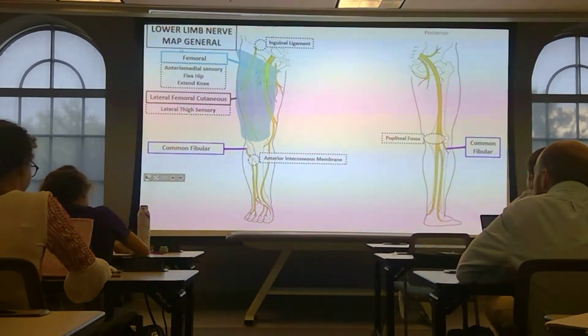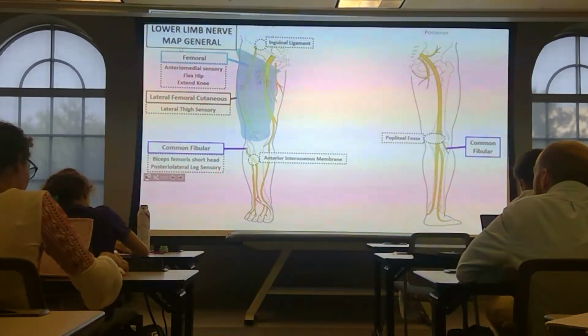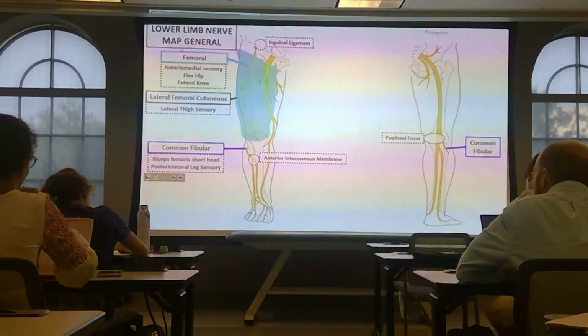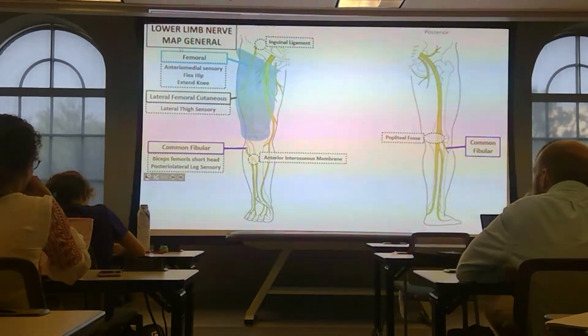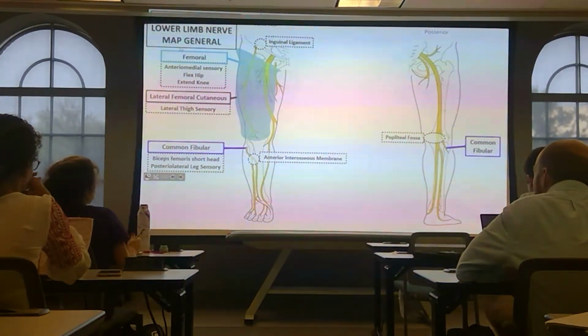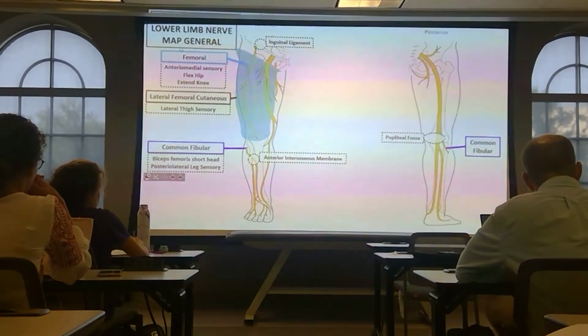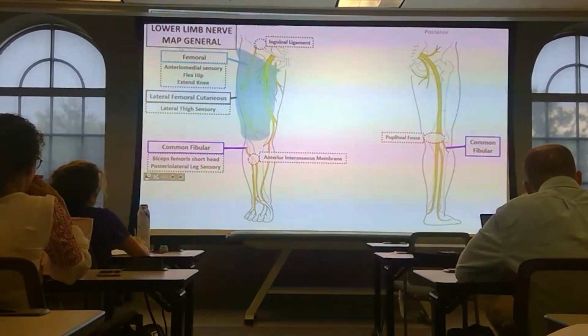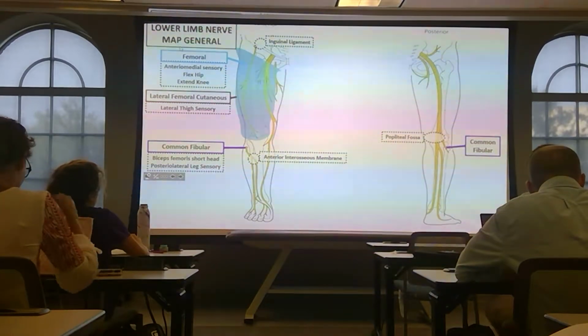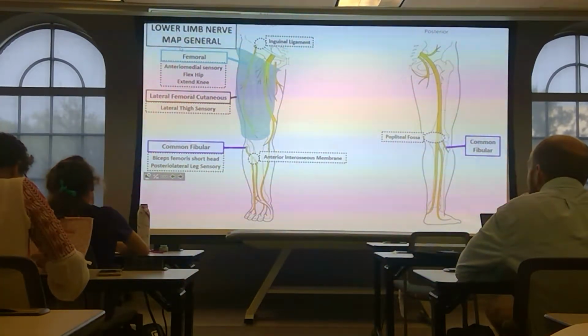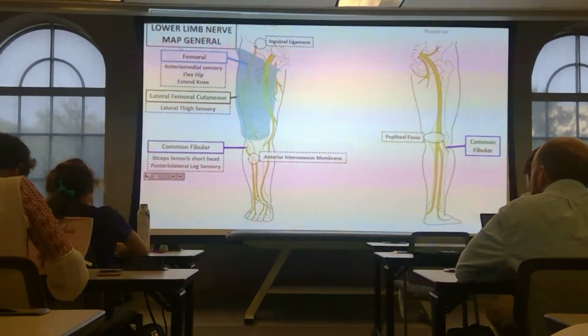And you have your common fibular, which comes around the back. The common fibular only supplies one part of a muscle. That is it. So does that sound like a good exam question? Yeah, it sounds good to me. So the biceps femoris, it's the short head, is innervated by the common fibular. That's the only thing that the common fibular innervates. It also provides some sensation to the posterior lateral leg.